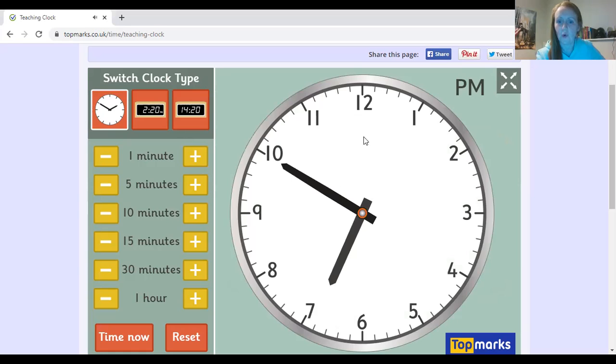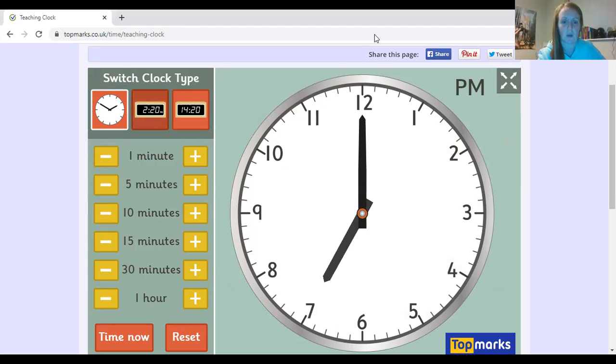Okay, so always counting round in your 5s all the time. So today, what you're going to do for me is you're going to have a look at some clocks. I'm going to just stop sharing this screen for a minute. Now, remember, you can use this clock online on Top Marks if you just Google it, Top Marks teaching clock.